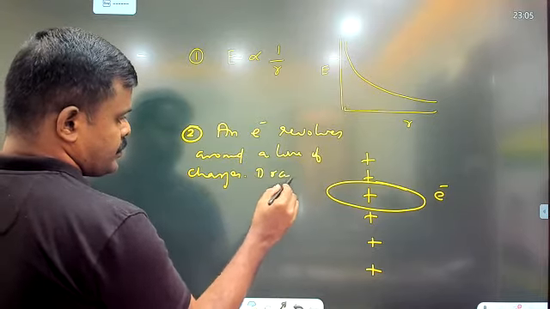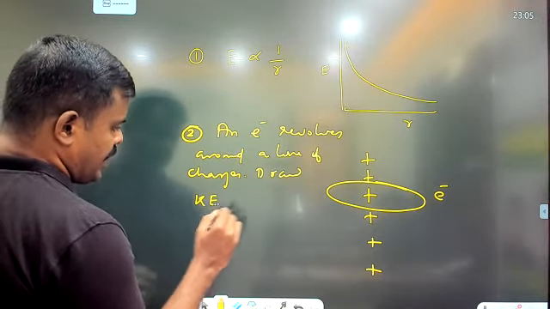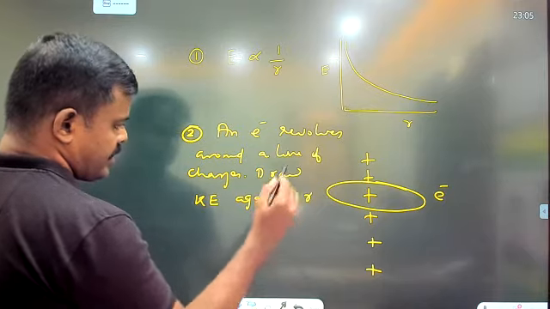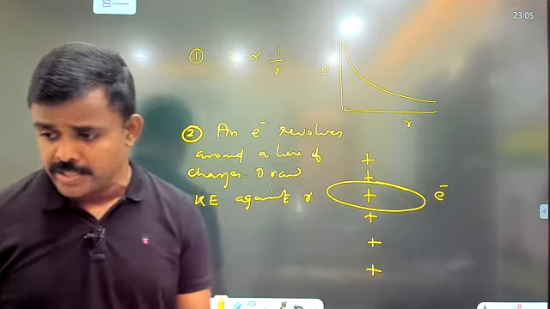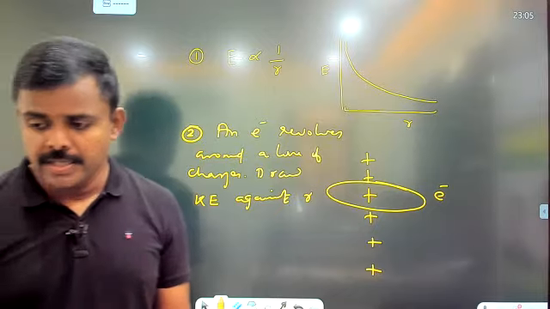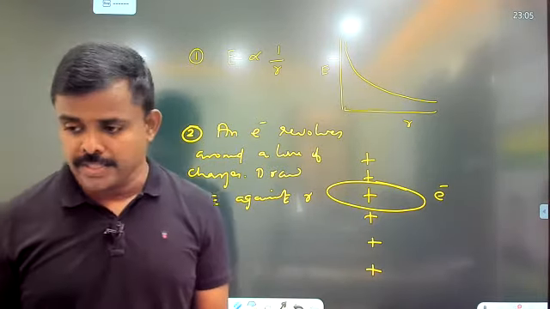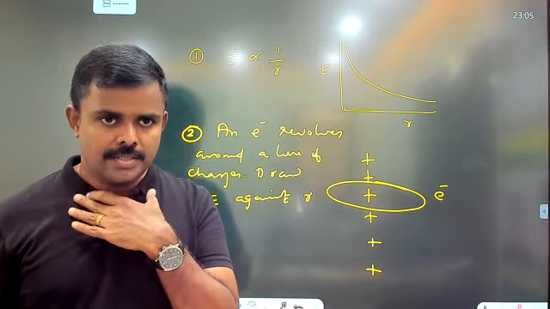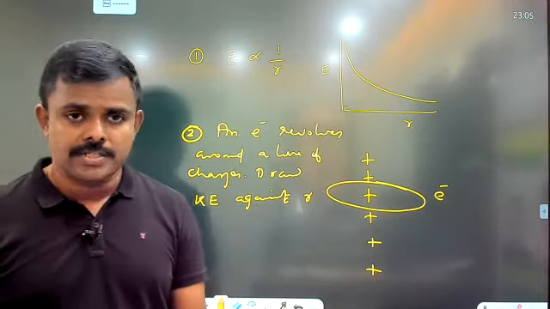Draw kinetic energy against distance. It's actually an advanced level question: kinetic energy against distance. An electron revolves around a line of charges. Draw kinetic energy against distance.